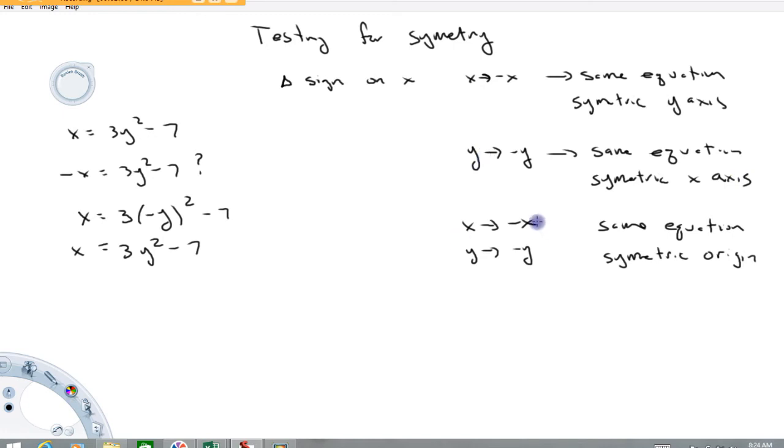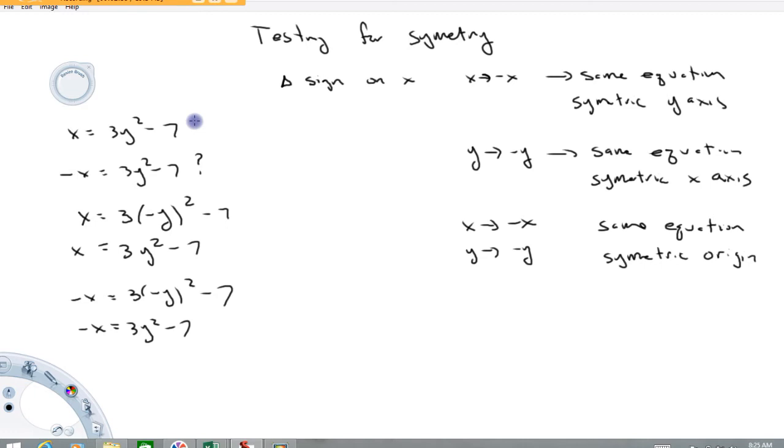Third test: if you can change the sign on both of them and get the same equation, then you're symmetric about the origin. Now, it is possible to have something symmetric about the origin and one of the axes, but it's pretty rare. There's not a whole lot of graph types that are going to do that, so it's unlikely that this will work, but we'll give it a try. What does the test look like? We change the sign on x and y. Now we can simplify this. Then we compare this to the original. It is not the same, so it's not symmetric about the origin.